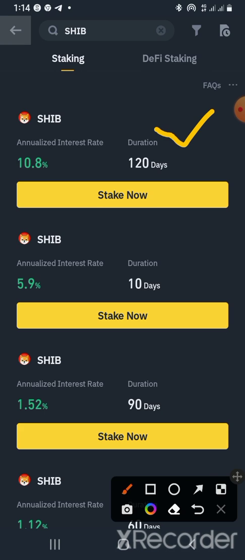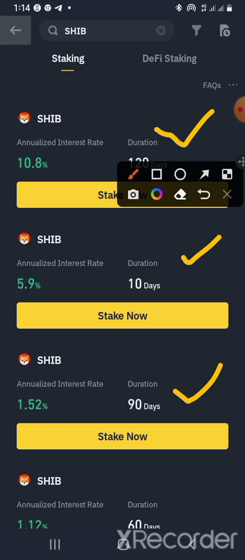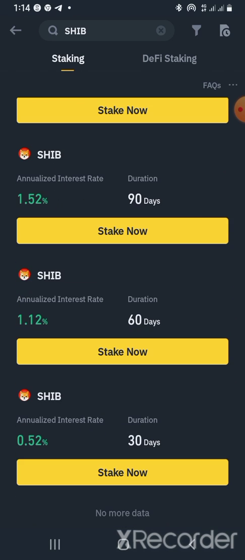So these are for investors, and people who make good money from this are people who are using a good amount of money in the particular cryptocurrencies they are going to be using for this staking. So now this is 10 days, which gives you about 5.9%. This is 90 days. This is about 60 days. This is about 30 days. You can see. So it's just your choice.